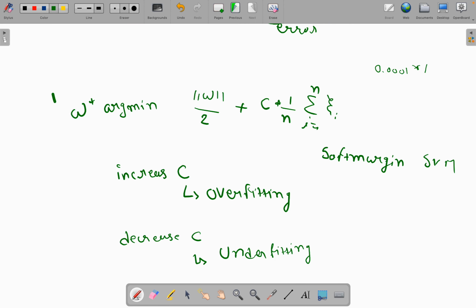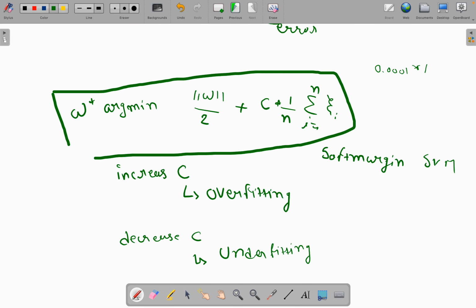So this is all about the SVM, and we need to solve this problem.